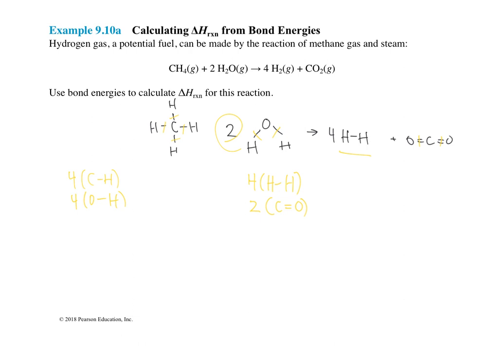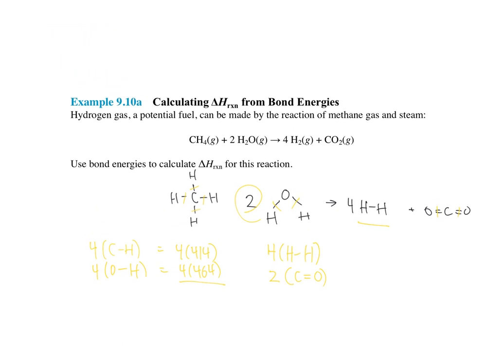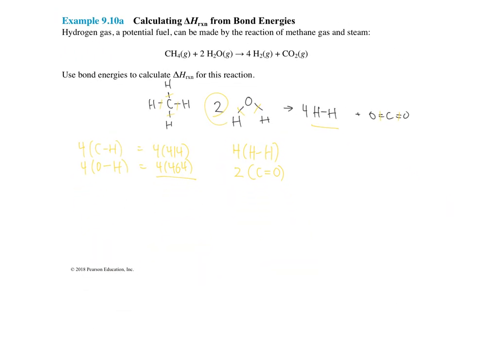So what we want to do now is plug in values for that. We'd look at a table, and the carbon-hydrogen single bond is 414 kilojoules per mole. So I have 4 times 414. And then for oxygen-hydrogen, I have 4 of them, and the value in the book is 464 kilojoules. So the amount of energy that goes into breaking bonds is 3512 kilojoules. So breaking, that'll be a positive value.